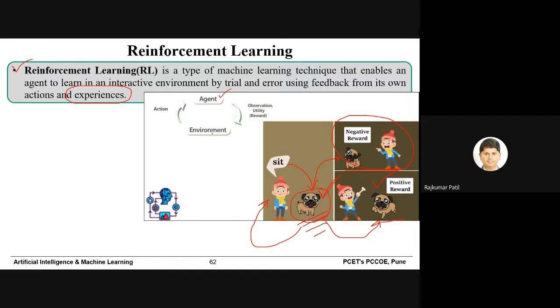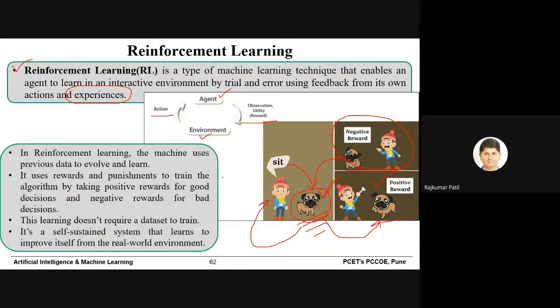So agent means dog, the environment would be you and your orders, and his actions will decide whether he will get a positive reward or a negative reward. So it is a continuous process, and more experience will increase the accuracy of reinforcement learning. Again, this is just an explanation of the example so that you can understand.